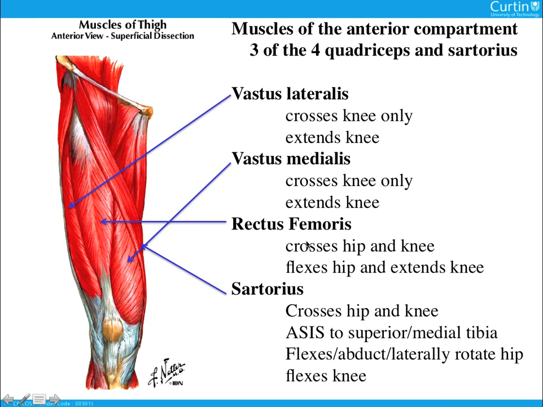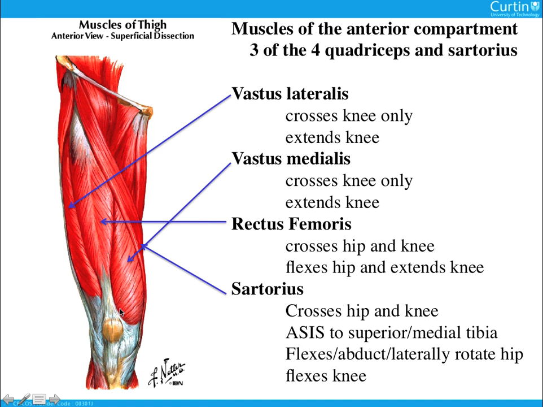So we see here 3 of the 4 quadriceps. We've met the rectus femoris before, okay? Now the vastus lateralis is here, and this will attach all the way back from the lateral lip of the linea aspera. And the vastus medialis is going to attach from the medial lip of the linea aspera. Now, these two vastus muscles don't actually cross the hip, so they can't act on the hip because a muscle has to cross a joint in order to act on it. And they will come together with the rectus femoris tendon to form the common quadriceps tendon.